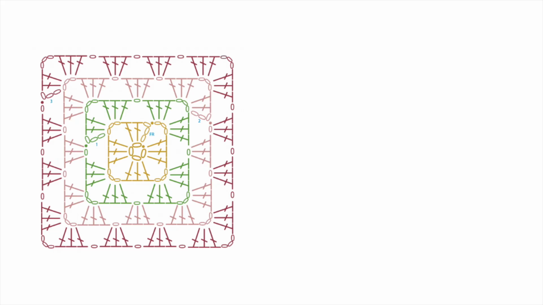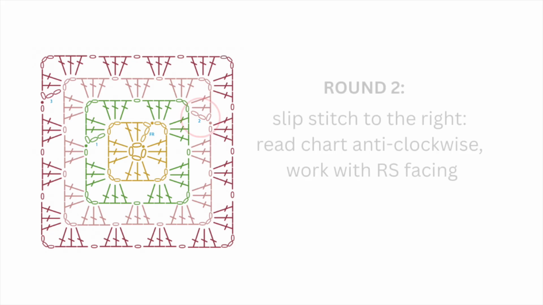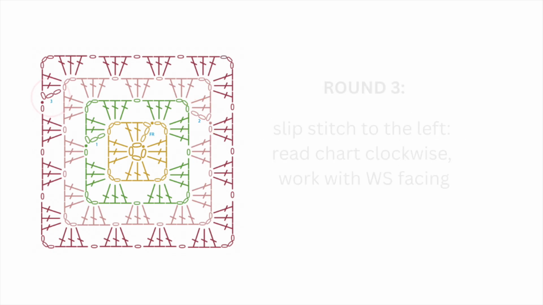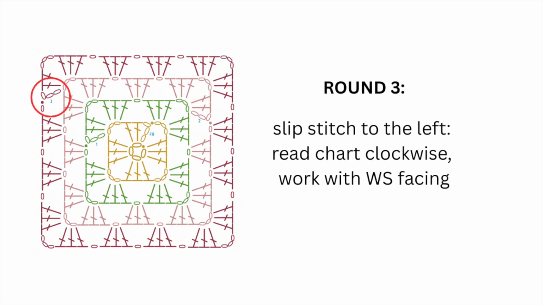Let's go back to our chart then and have a little look at what that means for the rest of it. So if we look at round 2, we can see that the slip stitch is to the right, which means we read the chart anti-clockwise and the right side of our work is facing us. And if we look at the final round, round 3, the slip stitch is to the left, which means we read the chart clockwise and we work with the wrong side facing us. All right, so that's what it means in terms of the chart we've got in front of us here.